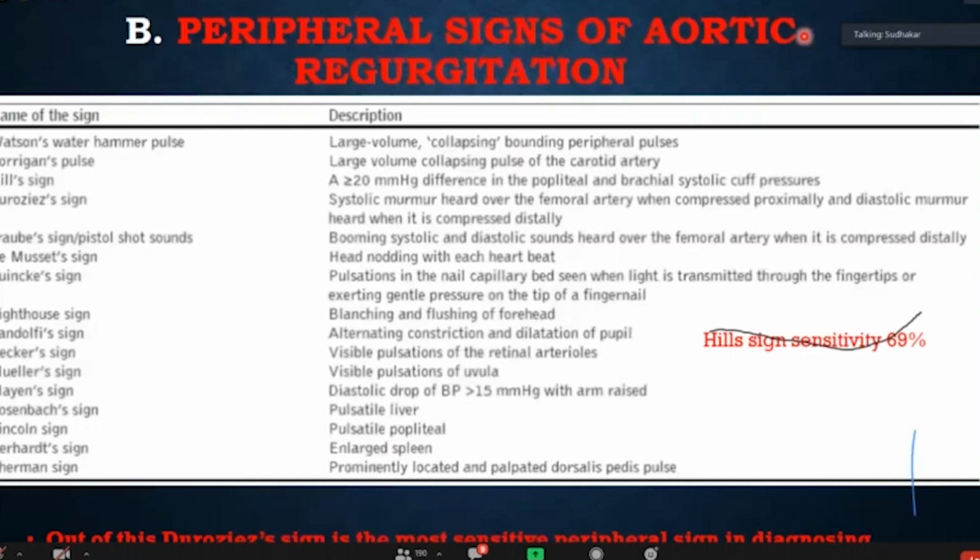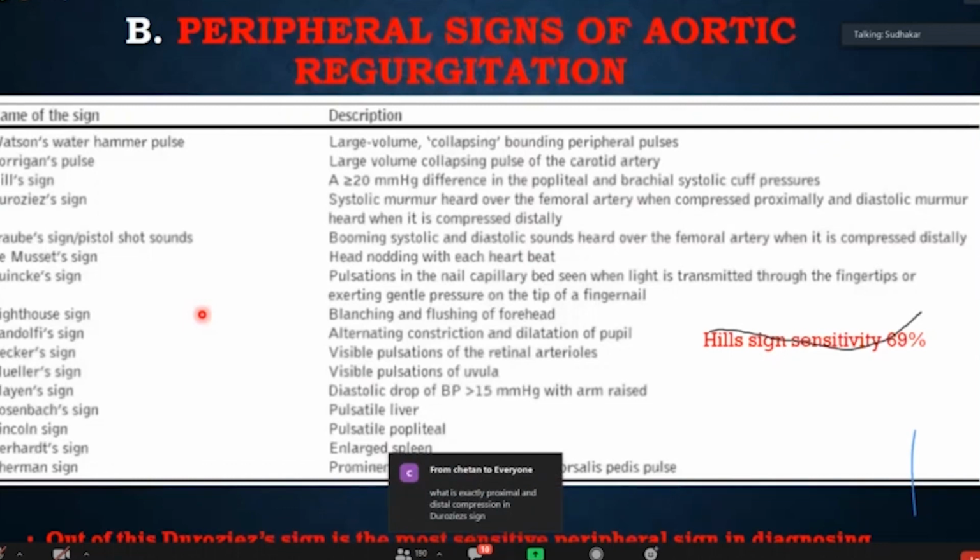So Hill's sign has a sensitivity of 69%. Now let's go head to toe over other important signs. There is something known as the lighthouse sign: blanching and flushing of the forehead. After that, you see visible pulsation of the retinal arterioles when you do a fundoscopic examination. Then there is Muller's sign, visible pulsation of the uvula.